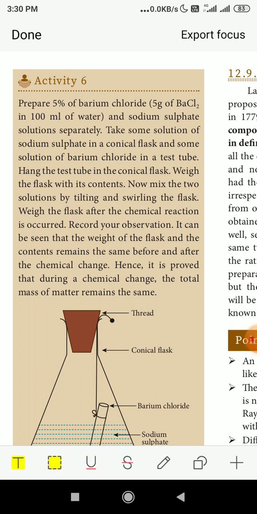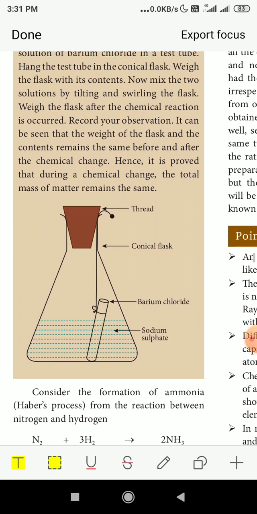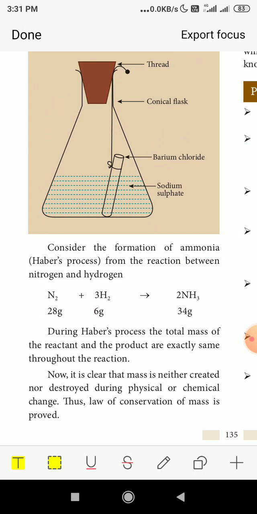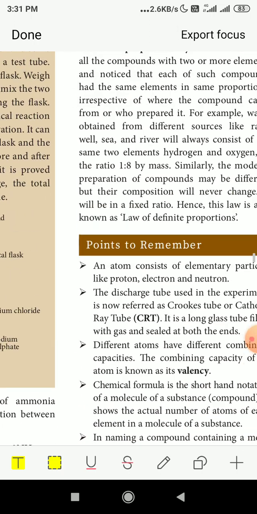Why is this experiment shown? So that the law of conservation of mass, that mass is neither created nor destroyed, can be understood. Whatever the mass of the reactants, the same mass will be of the product formed after the reaction. To understand that, they have explained this activity to us. Okay. Then consider the formation of ammonia in Haber's process. Here also the same mass of reactants and products is formed, as they have mentioned.